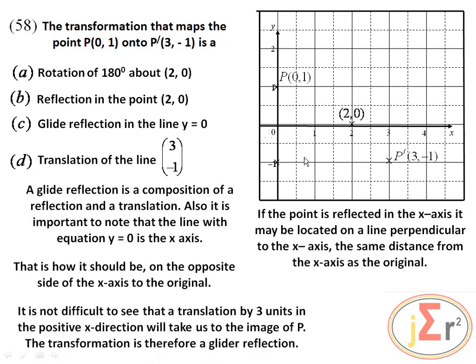It is not difficult to see that a translation by 3 units in the positive x direction will take us to the image of B. So we are going to go 3 units in this direction. We can see 1, 2, 3. We are right there. The transformation is therefore a glide reflection. There we have it. Right there.